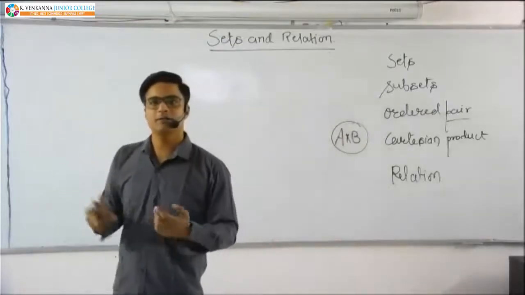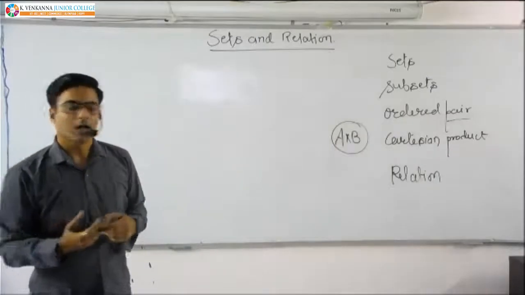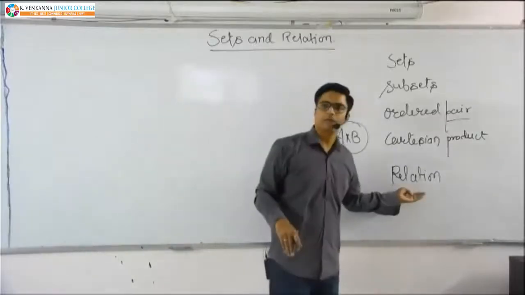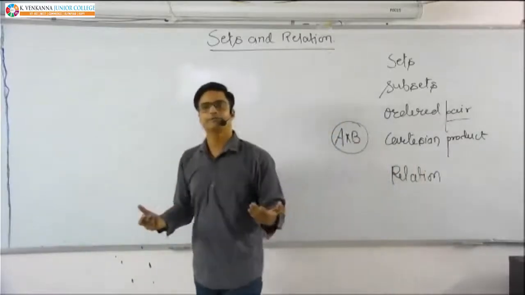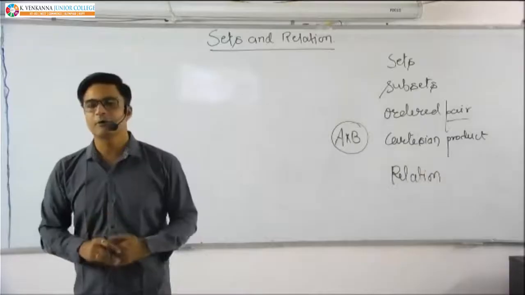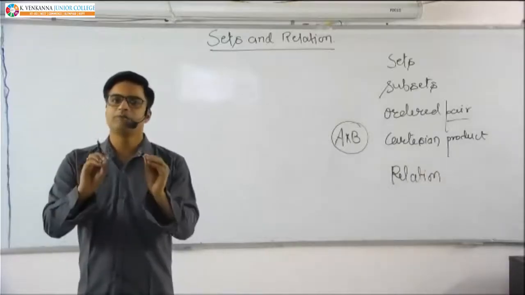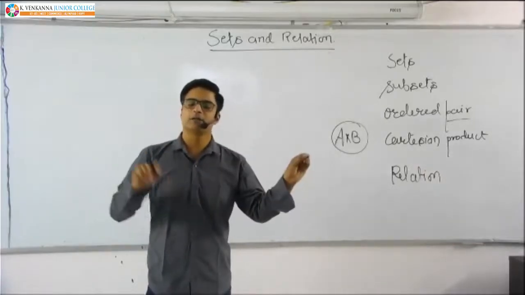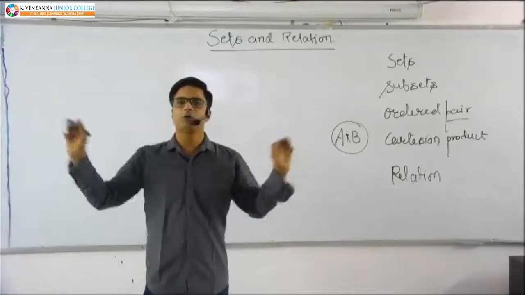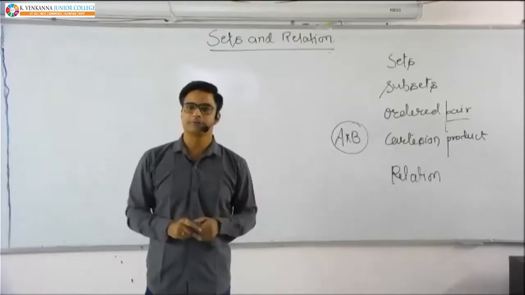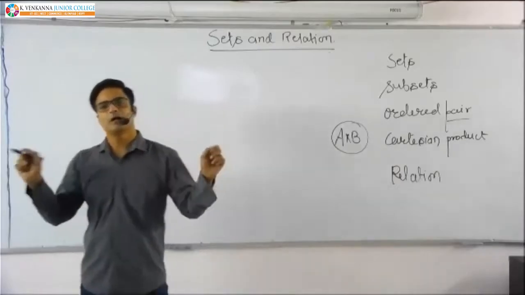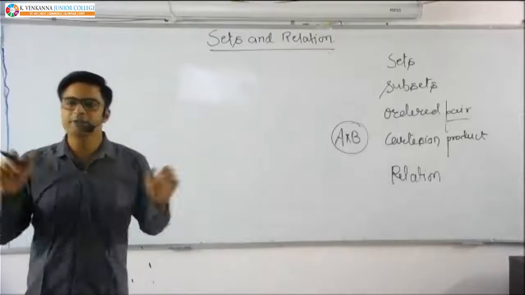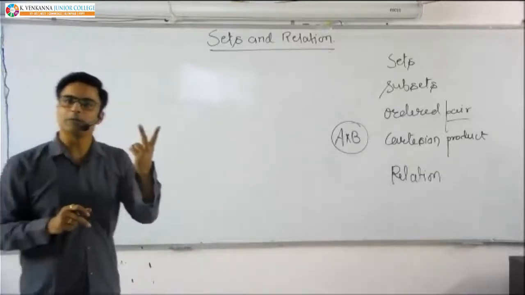A cross B, it is denoted by. Now, after that, we came to relation. Relation is nothing but a subset of Cartesian product. If we rudimentarily try to understand what a relation is, it is nothing but a connection between two elements or two objects.